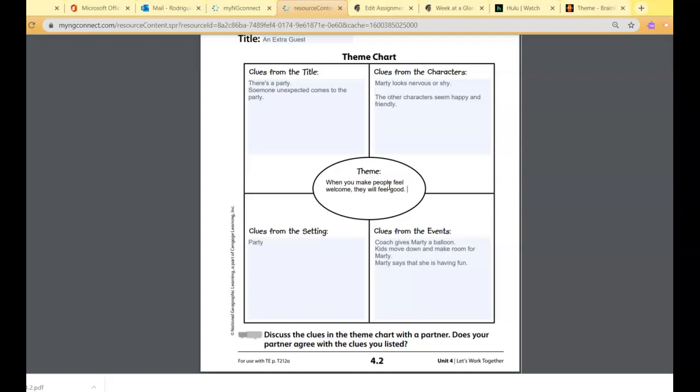So this next part of the assignment is kind of long. You're going to be watching an episode of a TV show, and then you're going to see if you can figure out the theme using a chart like this one. So you're going to click the link below, and you're going to watch the episode of the show, and then you're going to answer all the questions and tell me the theme. If you have any questions, you know how to find me.